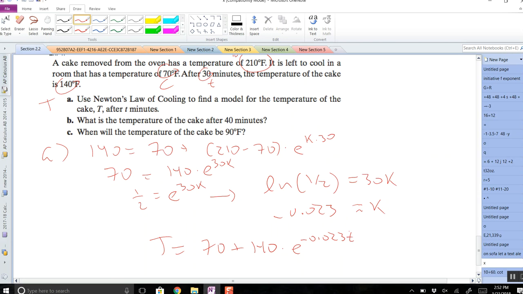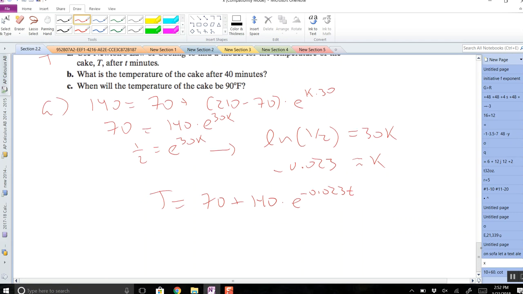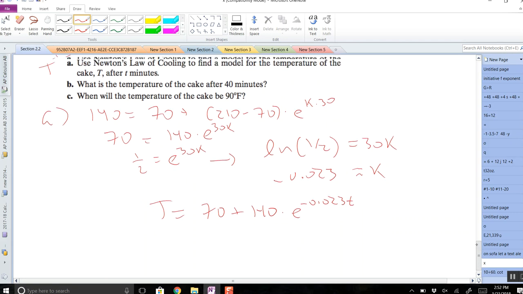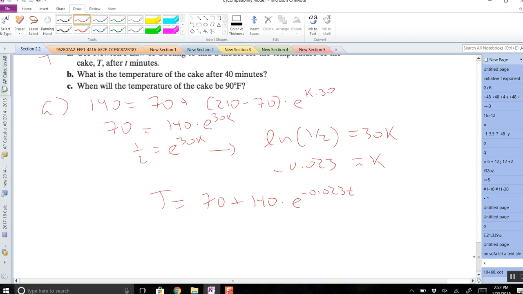Hey, at 30 minutes, it cooled down this much. It could vary depending on what you're actually baking, on the content of your baked goods. Brownies might cool differently than, say, a pie or a pizza or cookies or whatever. But remember, our room temperature is still 70, and it was 210 when it left the oven. So we're going to go with that.